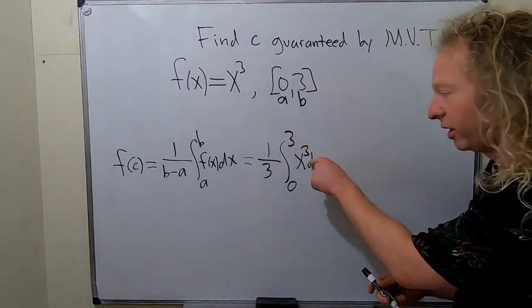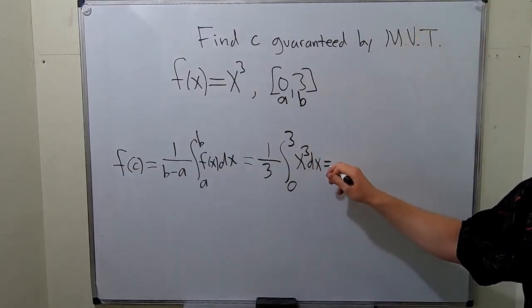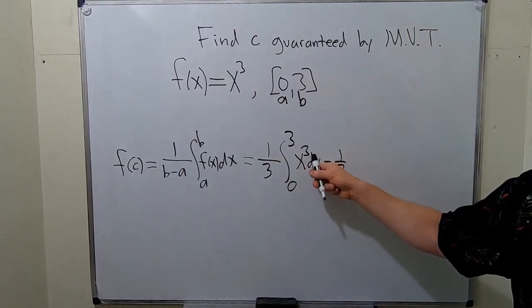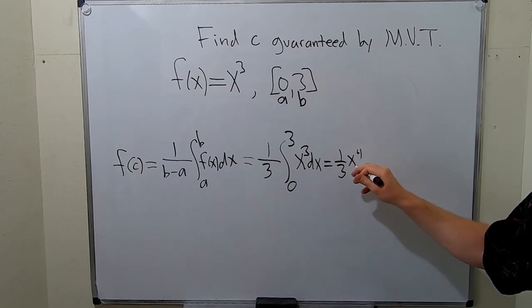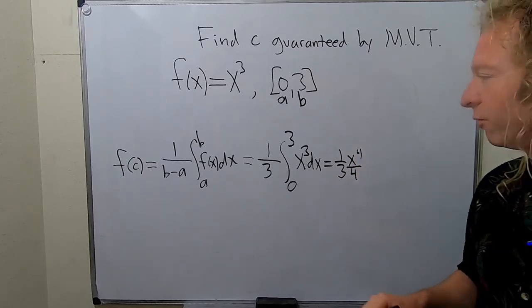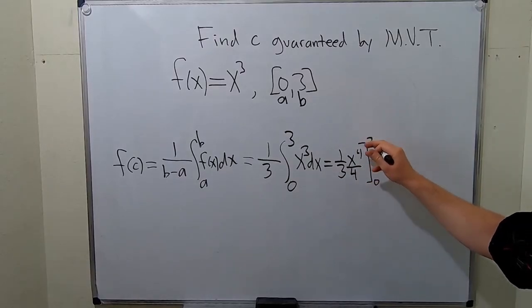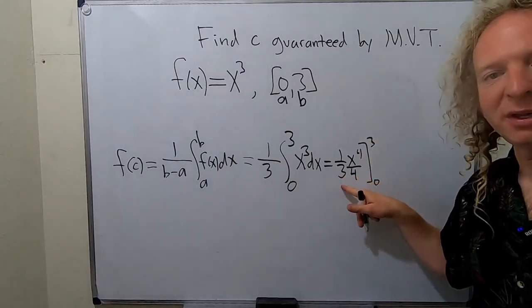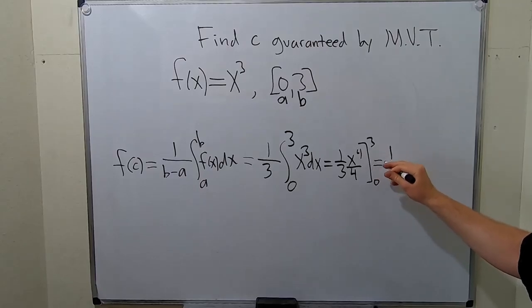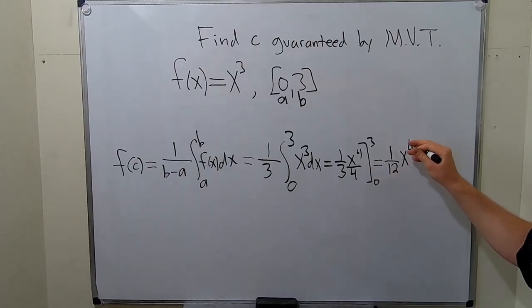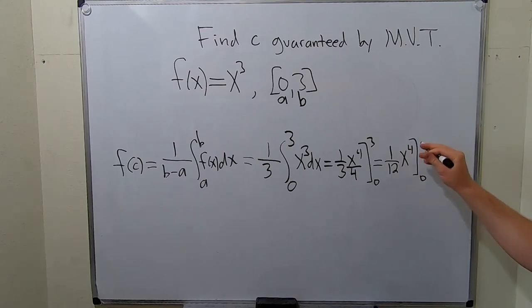So now you just integrate, right? You just use the power rule. So this is 1/3. So you add 1, so you get x to the 4 over 4. That's the power rule for integration. And we're going from 0 to 3. Let's clean this up a little bit. 3 times 4 is 12. So this is 1 over 12, x to the 4. And then we're going from 0 to 3.